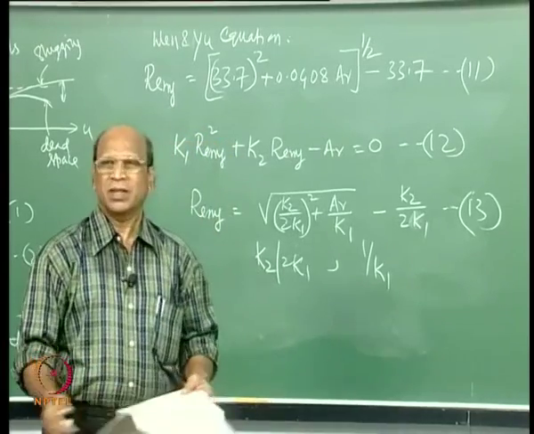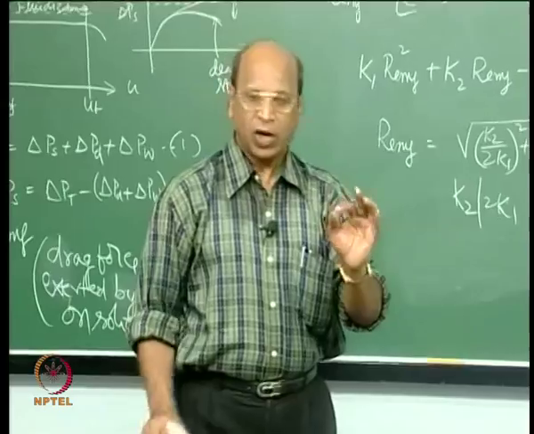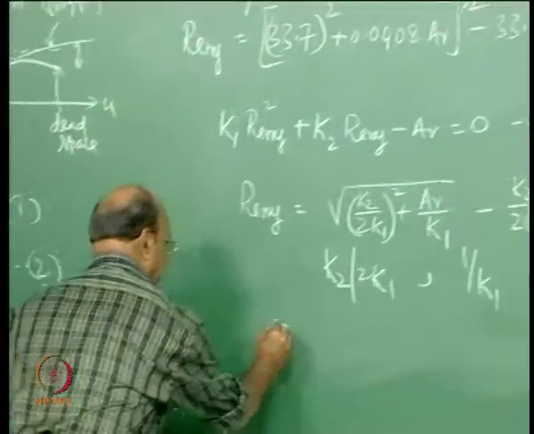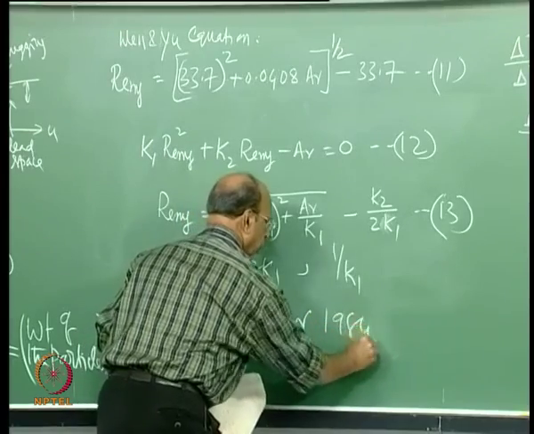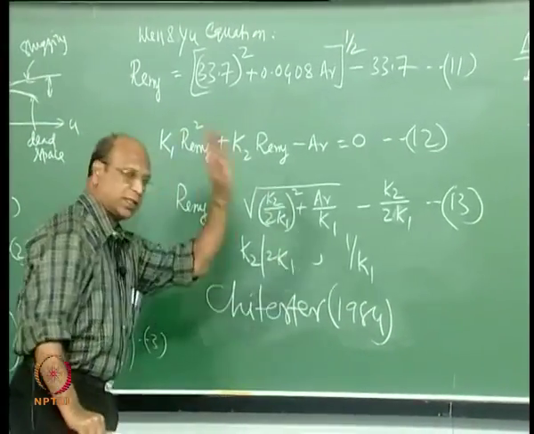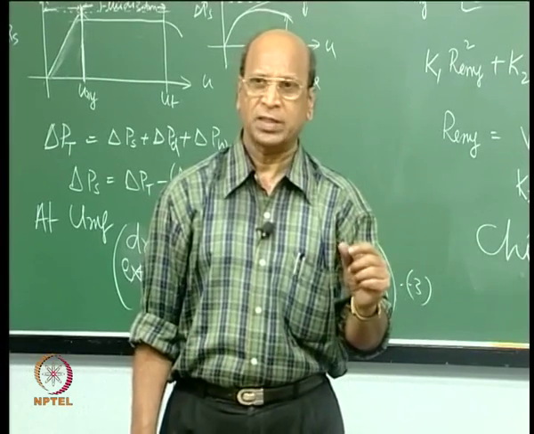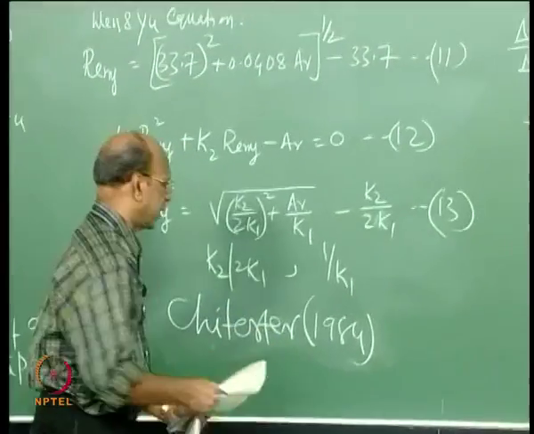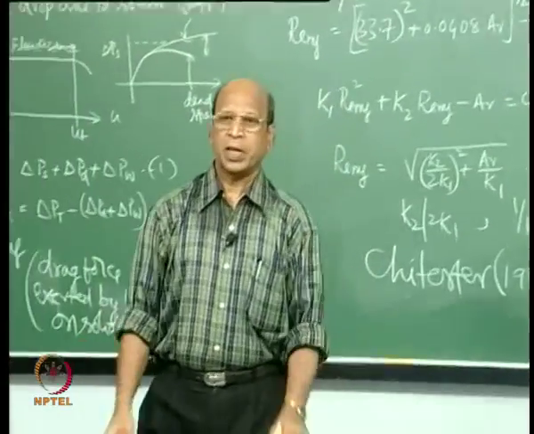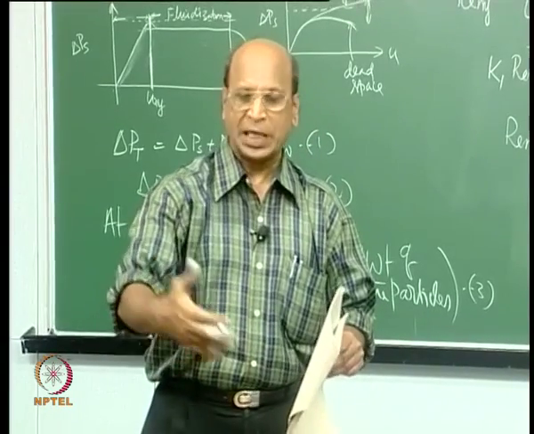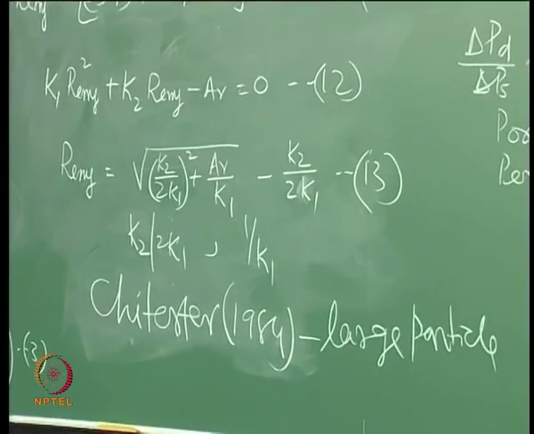Of all these 7 correlations, the popular one, the first one, is Wen and Yu, for generally small particles. There is another one called the Chitester correlation, from 1984. Chitester was a PhD student whose thesis work was only to find minimum fluidization velocity; I think he is from France. For large particles his correlation seems to be better. I have not mentioned what is large and what is small. Normally around 100 microns, 200, 400, less than 500 microns, the Wen and Yu equation seems to be better. Above that, the Chitester equation seems to be better.